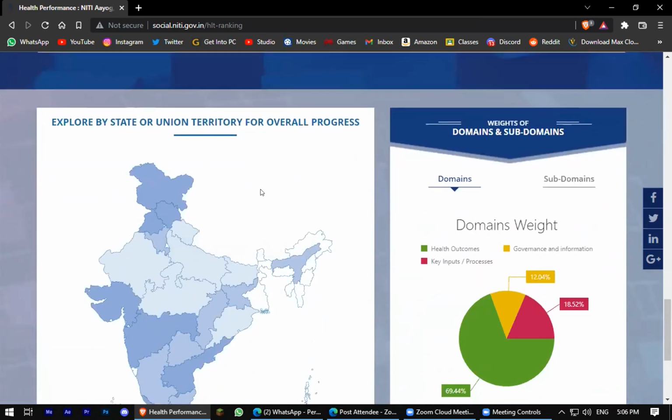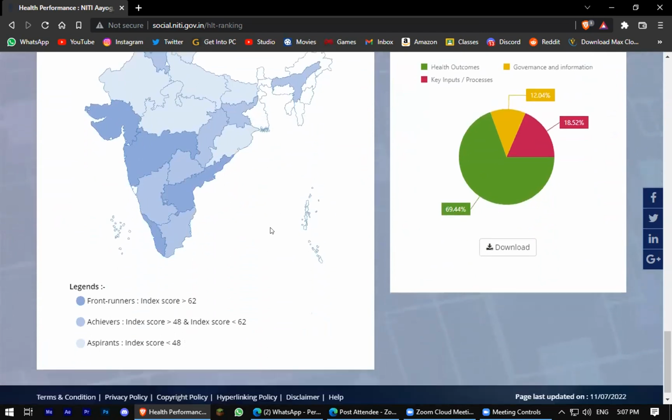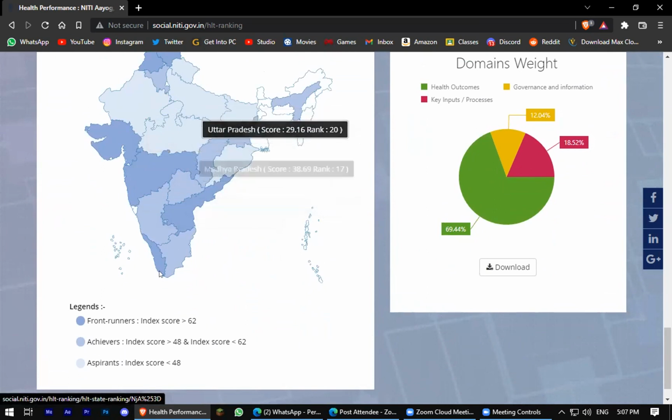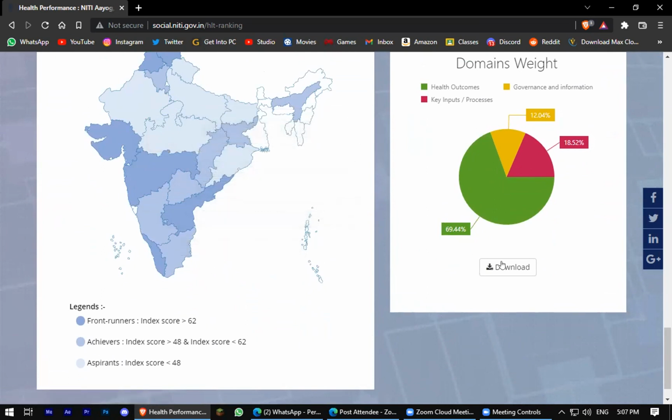If you see this blue mark, front runners are these, achievers are these, achievers are these, and aspirants are this. So you can find it out.